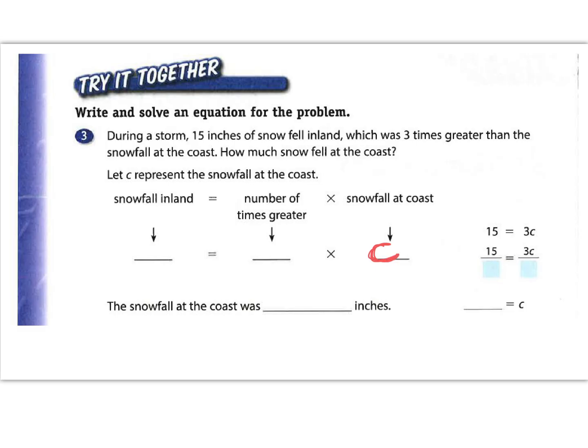Okay, so snowfall inland, it says that was 15 inches that snow fell inland. And then it was 3 times greater than C, the snowfall at the coast. So now if we rewrite it like this, 15 equals 3C. Remember, we got to get that C alone. So we're going to divide both sides by 3 because now that cancels out to 1, and so now C is by itself. 15 divided by 3 is 5. So the snowfall at the coast was 5 inches.